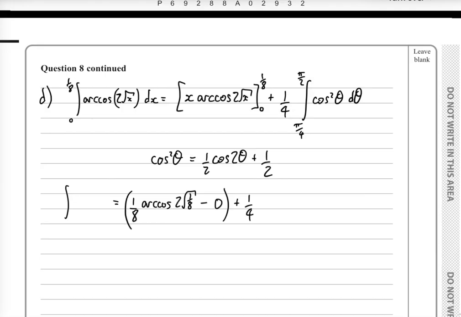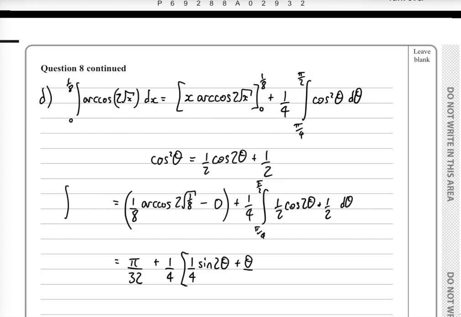plus 1 quarter, the integral pi by 4 to pi by 2 of a half cos 2 theta plus a half. The first term there is pi over 4 times 1 over 8, so that's pi over 32, plus a quarter of sine 2 theta divided by 2, but there's already a half there, so that's a quarter sine 2 theta, plus theta over 2 from pi by 4 to pi by 2.